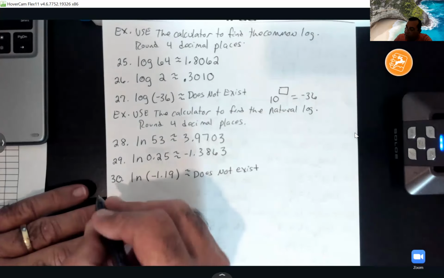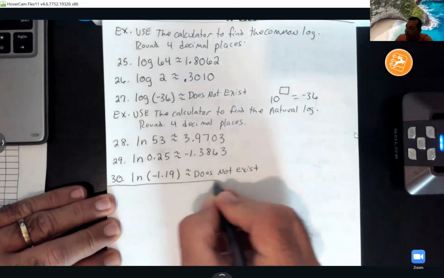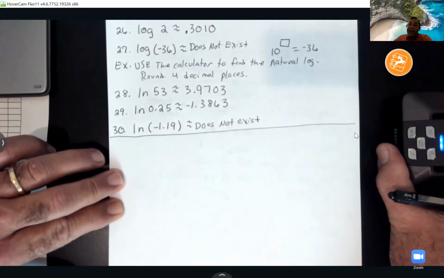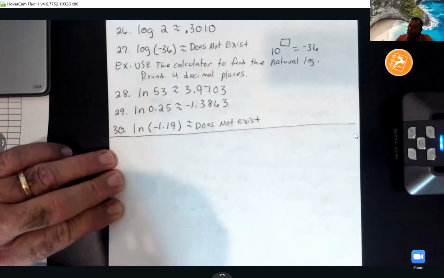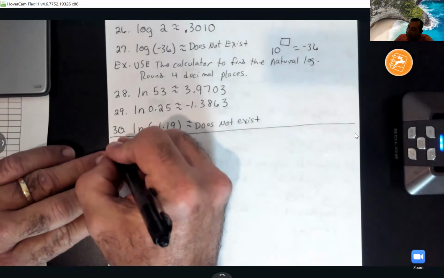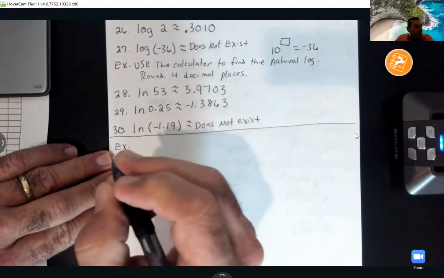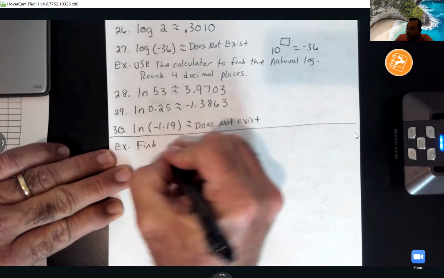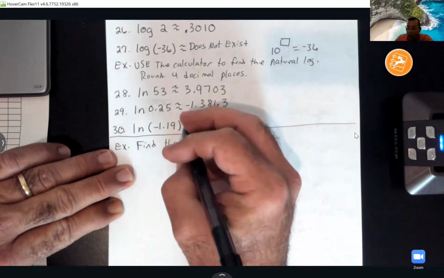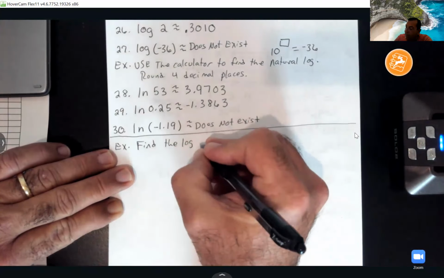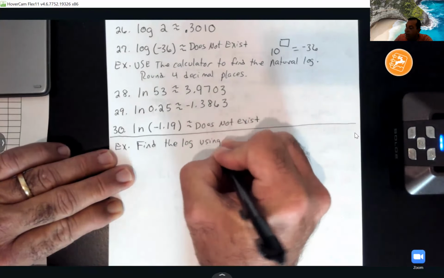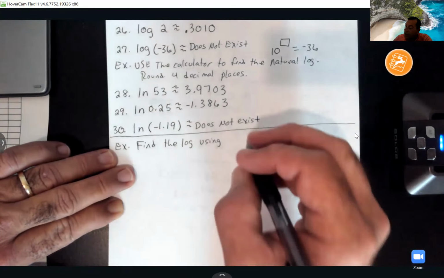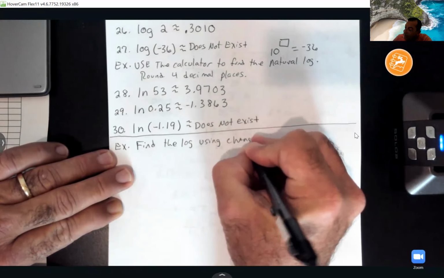All righty then, towards the end here. Now, this was old school methods before we had the nice calculators. But back in the day, they wanted us to use what we call change of base. So find the log, so log is short for logarithm. So find a log using change of base.